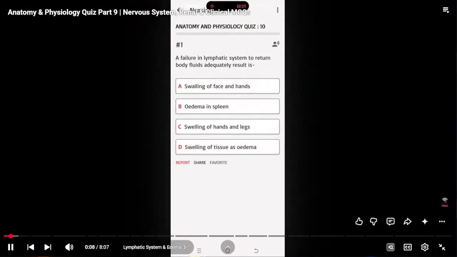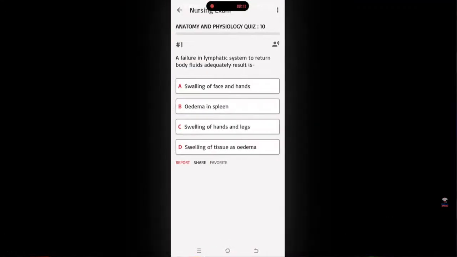A failure in lymphatic system to return body fluids adequately results in: A. Swelling of face and hands, B. Edema in spleen, C. Swelling of hands and legs, D. Swelling of tissue as edema. No. Correct answer is B.